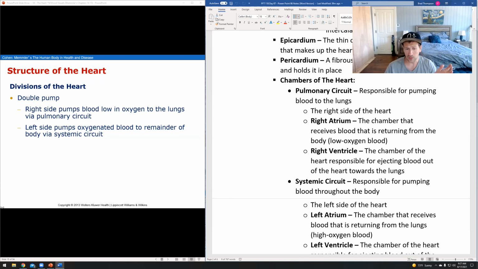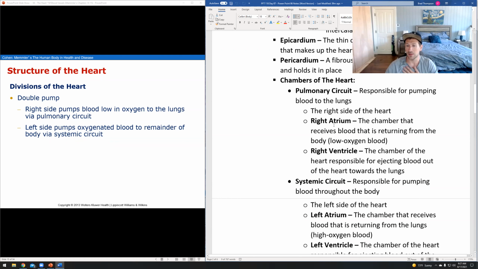So it's sort of a figure eight. It's actually a double figure eight, when you think about how your heart pumps. Blood goes from heart to lungs to heart to body to heart to lungs to heart to body, over and over and over again. And so we're going to divide the chambers of your heart into two main circuits. Heart to lungs, that's one circuit, and heart to body, that's another circuit.